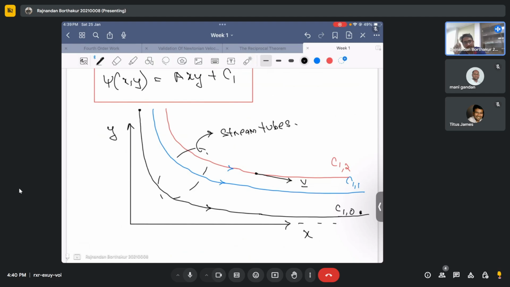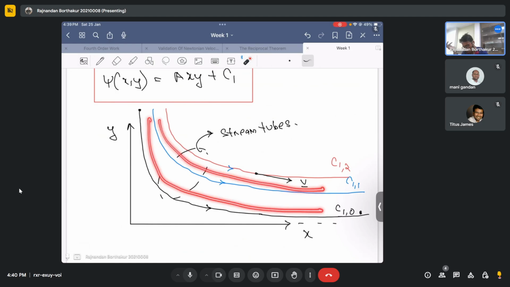Okay, a tangent to a streamline gives us the direction of the velocity vector. That is also one of your questions in the assignment, so in a way you got the hint of solving this. And a family of streamlines, as I said, is known as a stream tube. So there will be multiple streamlines like this, and this is known as a stream tube.